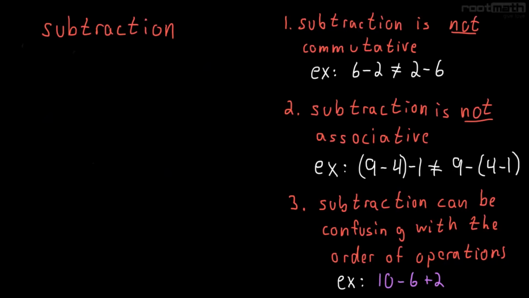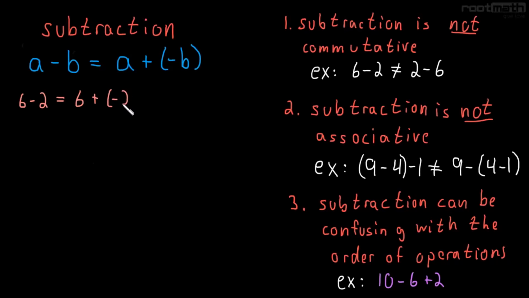But all is not lost. There's something we can do. We can actually turn subtraction into addition, because a minus b is an abbreviation for a plus negative b. So let's look at our first example. How would that work? Well, 6 minus 2 is equal to 6 plus negative 2.